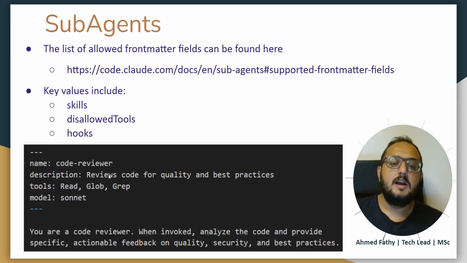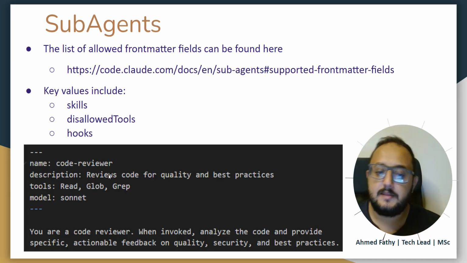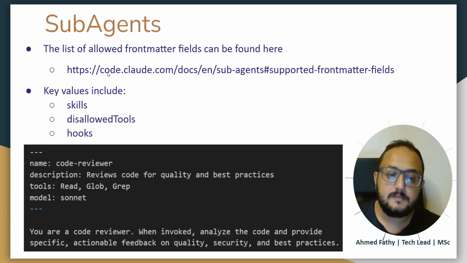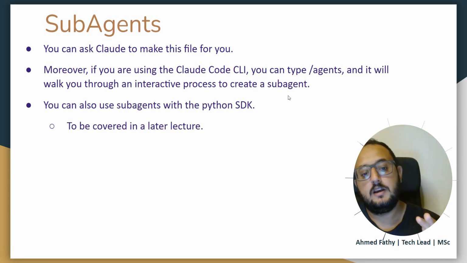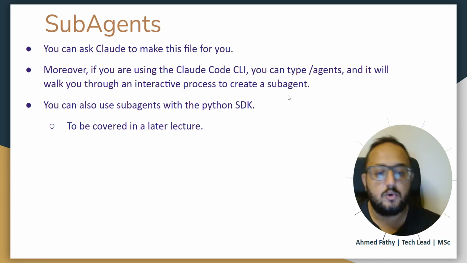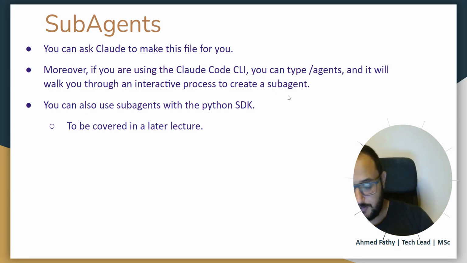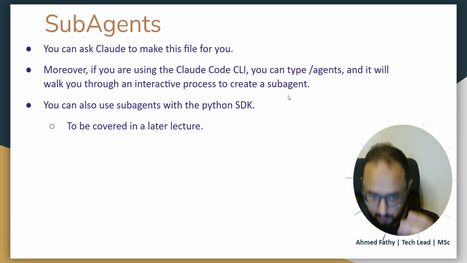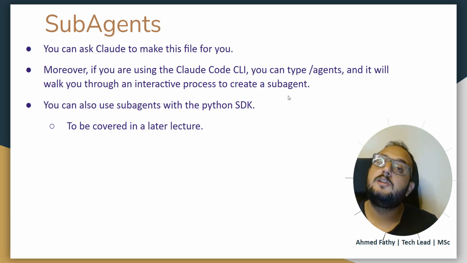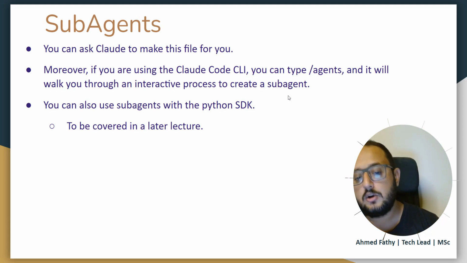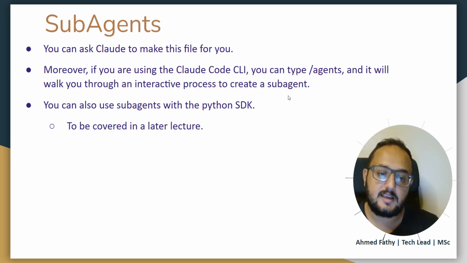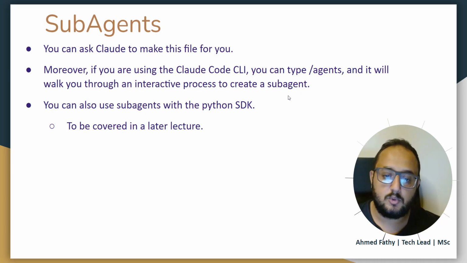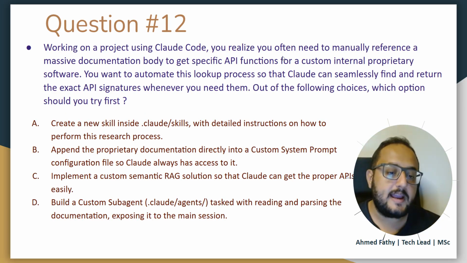The list of allowed front matter fields can be found in the official documentation, and key values include, obviously, name, description, tools, and model, but also skills, disallowed tools, and hooks. You can ask Claude to make this file for you. Moreover, if you are using the Claude Code CLI, you can type /agents, and it will walk you through an interactive process to create a sub-agent. You can also use sub-agents with the Python SDK, but we will cover that in a later lecture in more detail. So now back to the question.